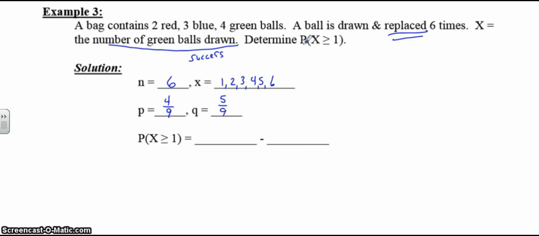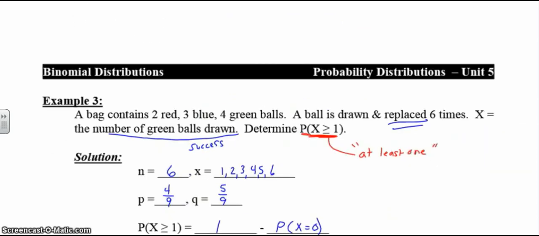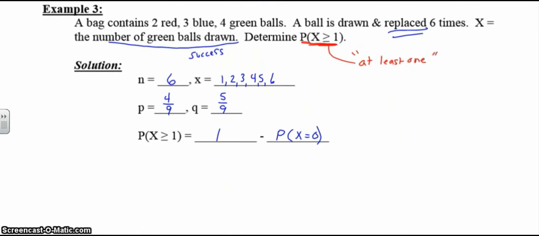Now, just like units 1 and 2, the at least one case can be found by taking the total probabilities, which is 1, and subtracting the only case we don't want, which is 0. Alternatively, you could have found the probabilities for each of these and added them up like you did here, but that would take a long time because then you'd have 6 cases.